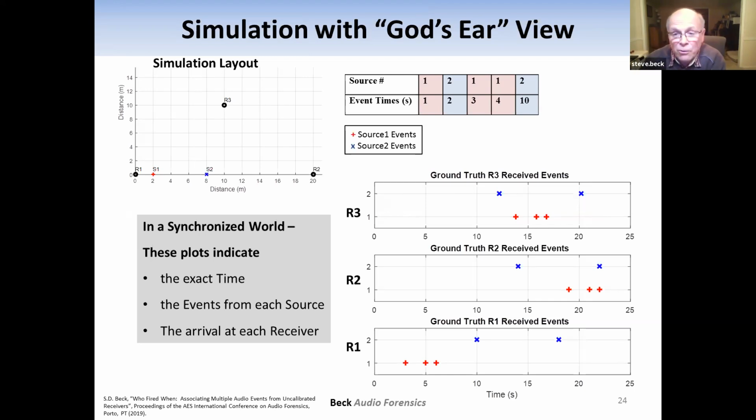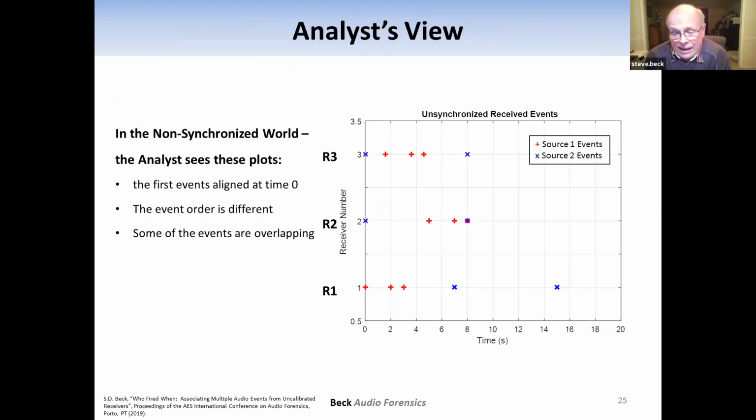So you can see where they are, but if you didn't know what they were, you would not be able to figure it out. And it's even worse if you look at the analyst view, because the analyst has to time align something and typically chooses the first one, and different events, or actually different sources, appear first depending on where these receivers are. And sometimes you even get things that are overlapping. So what can you do?